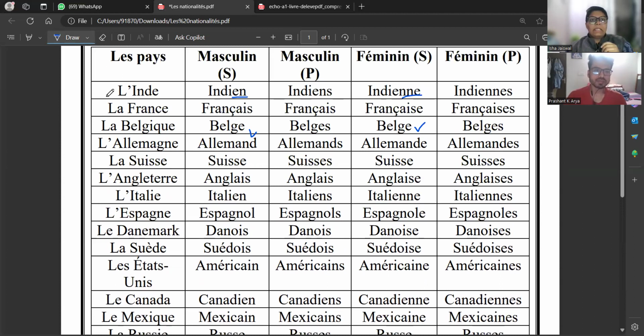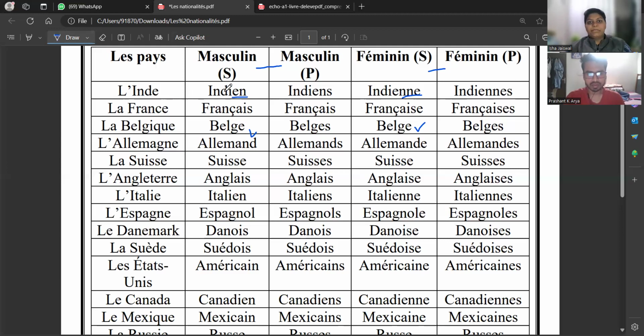Now, l'Inde is India. Both have the same pronunciation, and here the pronunciation is same for these both. Only in writing it differs. Masculine singular and masculine plural have the same pronunciation. And feminine singular and feminine plural have the same pronunciation. Only in writing it differs.